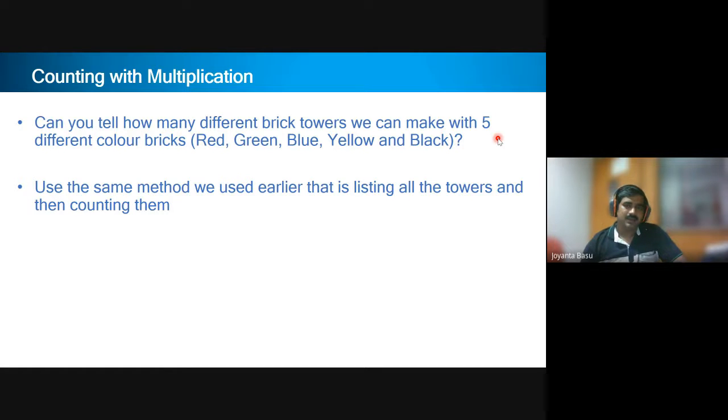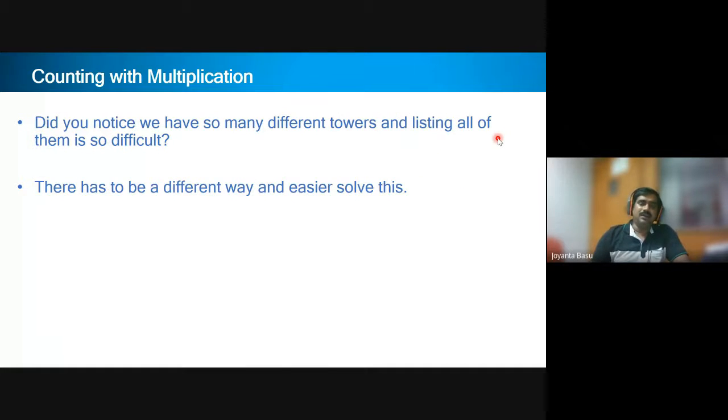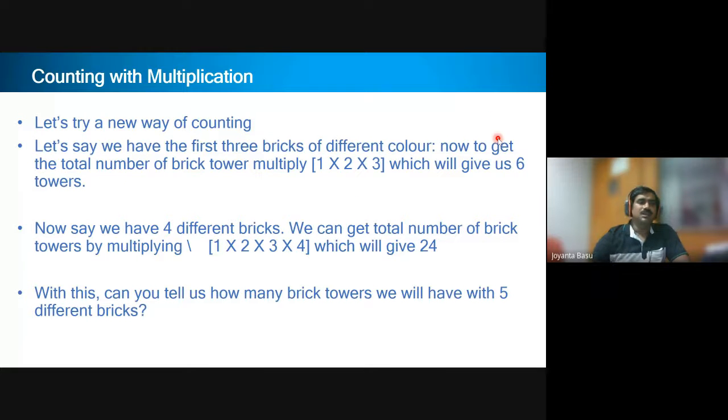Using the same method? Obviously we can use the same method as earlier, listing the towers and then counting. That's obviously one procedure, but can you think of a different way? If I have 5 different colors of brick, without any condition, how many maximum brick towers are possible? Then the thinking comes to counting with multiplication. There is a different, easier way to solve this problem. Okay, so what is that?